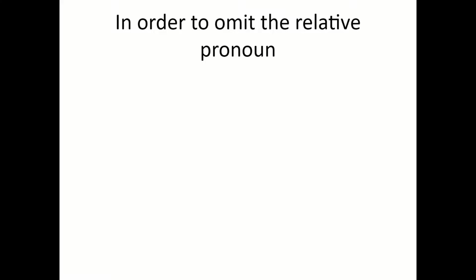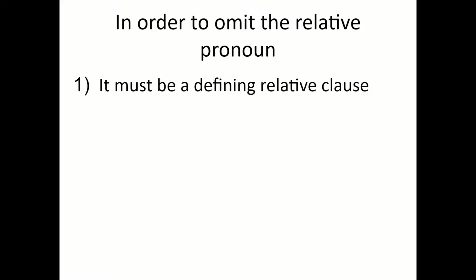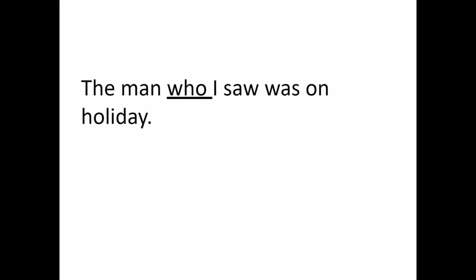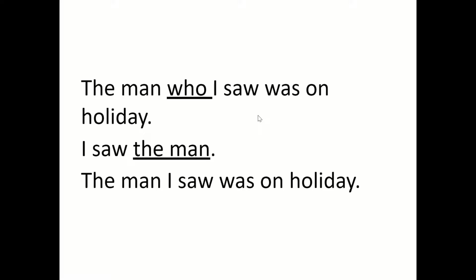In order to omit the relative pronoun, one, it must be a defining relative clause. Again, defining, identifying, restrictive, whichever name you use. And two, the relative pronoun must refer to the object of the relative clause. So here, the man who I saw was on holiday. It's a defining clause. It identifies which man it is. We have who I saw, which translates to I saw the man, who here is in the object position. So we can get rid of the relative pronoun. We can say the man I saw was on holiday.